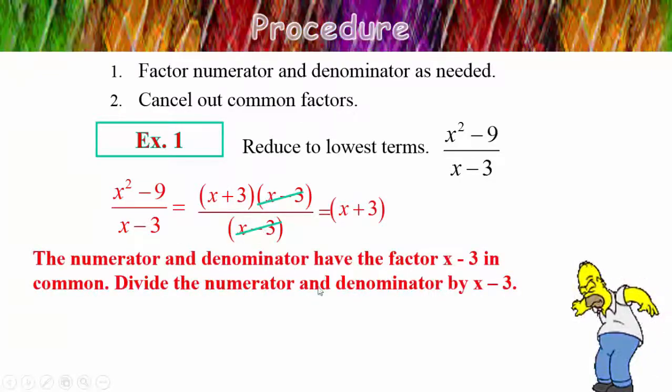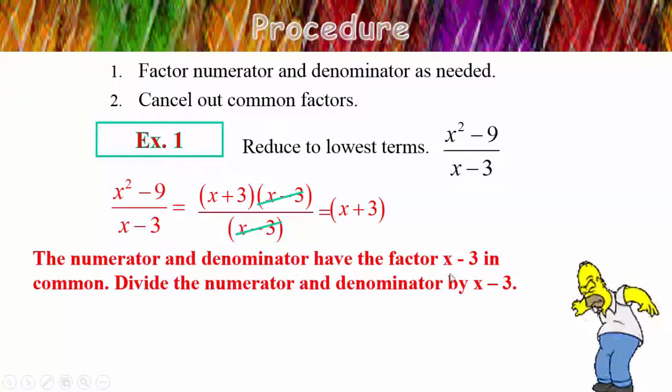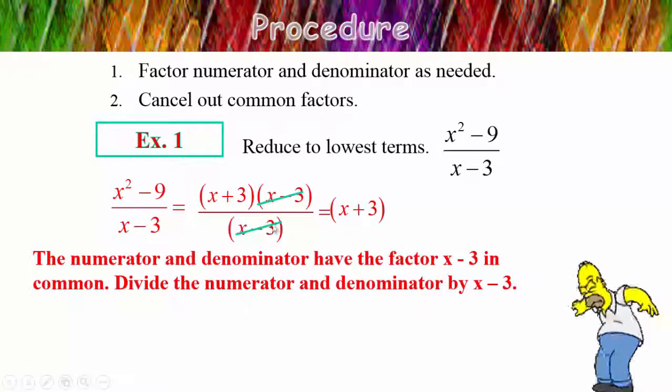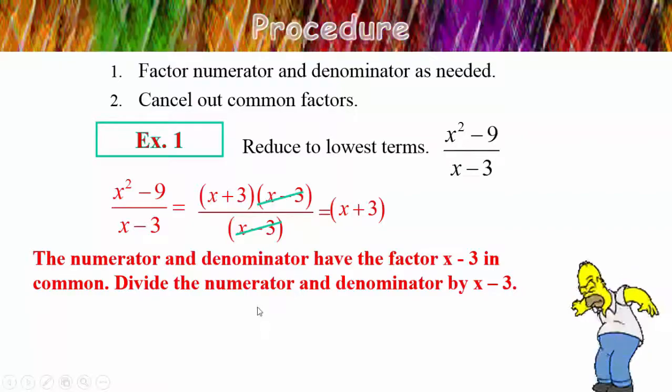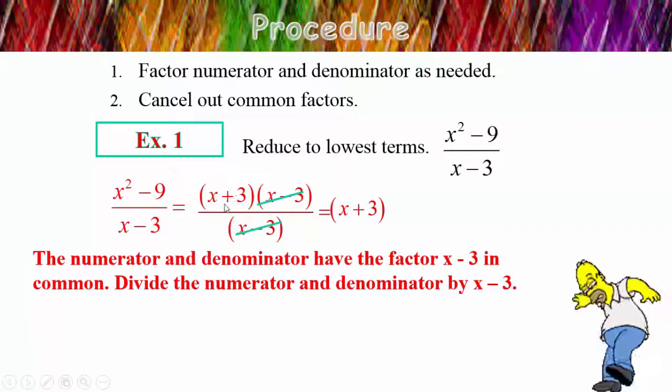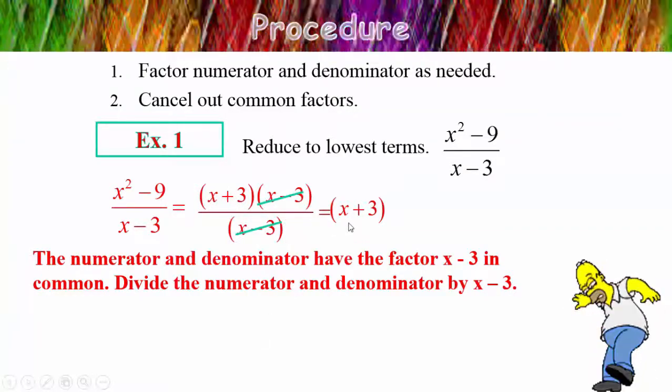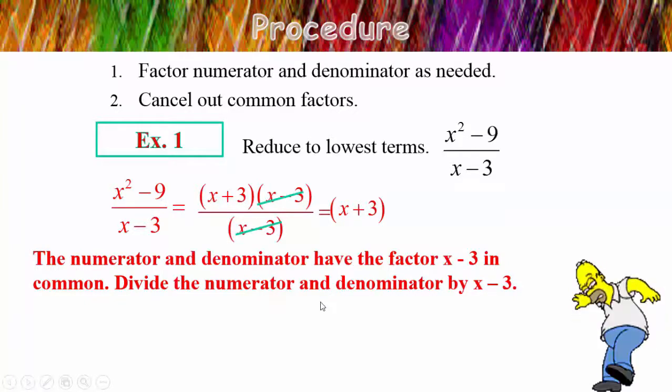So the numerator and denominator have the factor x minus 3 in common. When we cancel this, it's equal to 1. So x plus 3 times 1 is equal to x plus 3.